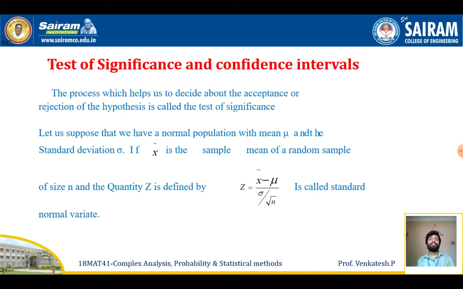Now we will see how to test the significance and also about the confidence interval. The process which helps us decide about the acceptance and non-acceptance of the hypothesis is called a test of significance. Suppose we have a normal population with mean mu and standard deviation sigma. Suppose x bar is the sample mean of random samples of size n and the quantity z is defined by z equals x bar minus mu divided by sigma over square root of n. This is the formula for the standard normal variate.